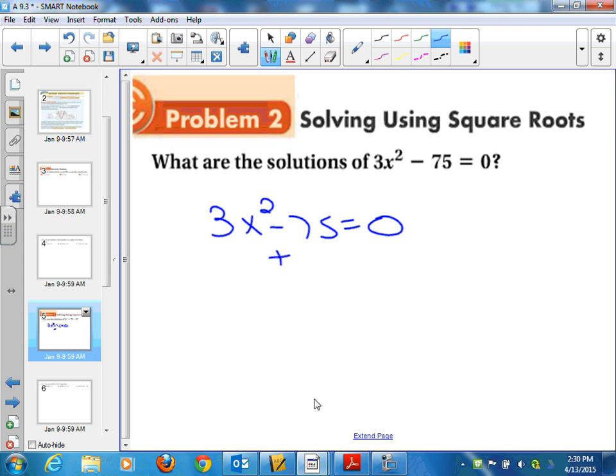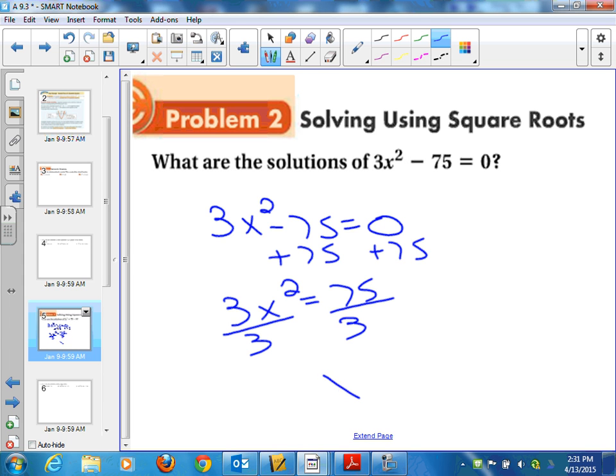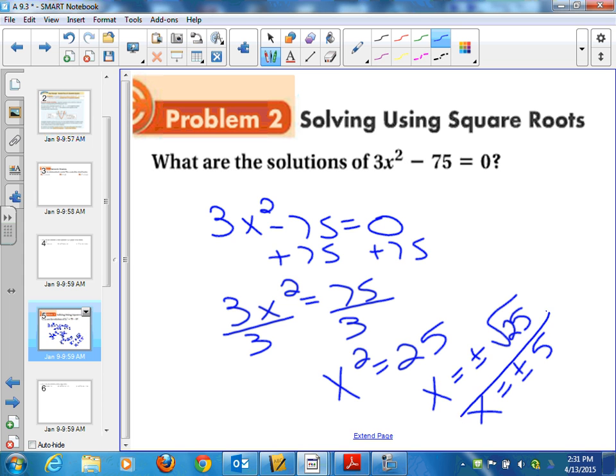So add 75 to both sides. Divide by 3. X squared equals 25. The opposite of squaring something is square root. Most people will get this right. However, there will be a few that forget that when you take the square root of 25, you need a plus or minus in front of it. So plus or minus the square root of 25 really turns into x equals plus or minus just a 5, guys. Positive 5 and a negative 5.